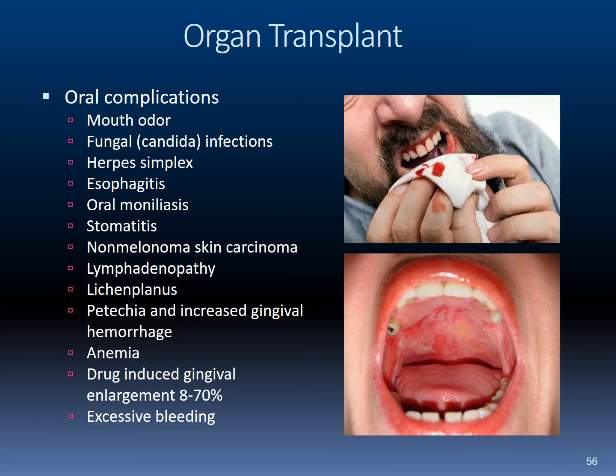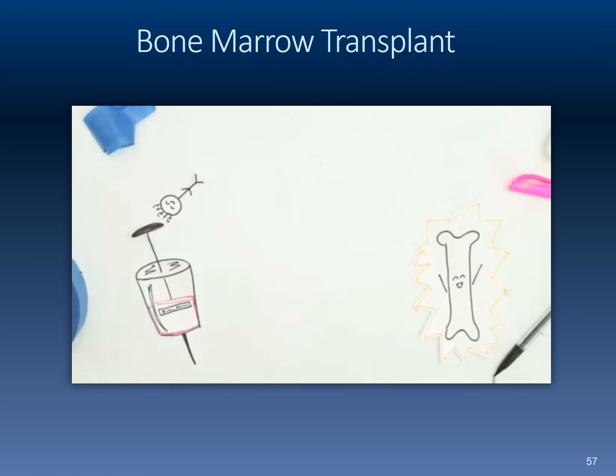Lots of oral complications and infections develop: mouth odors, herpes simplex, lymphadenopathy, lichen planus, petechiae, hemorrhaging, anemia, excessive bleeding. Take a look at these pictures. These are situations that are uncontrollable and are very common with organ transplants from the medications that they take. Let's take a moment to view this video on bone marrow transplants.